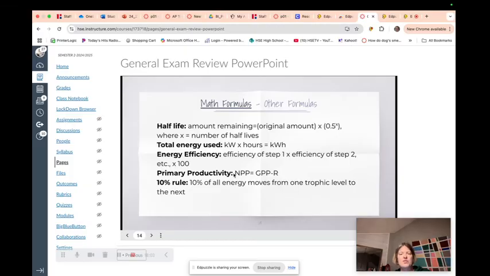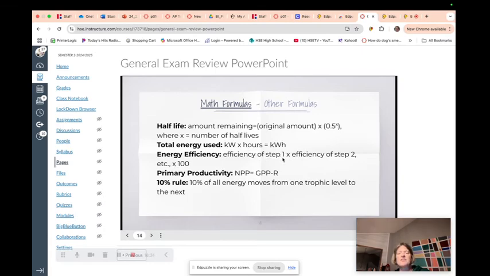Other formulas that you should understand. You should understand half-life. Okay, and so here is the formula for half-life. I have never seen that one come up on an exam. I've looked at some different practice exams, but the national APES teachers feel like that's one you probably should know. The total energy used is going to be kilowatts times hours, which gives us kilowatt hours. That's pretty self-explanatory just based on that unit.